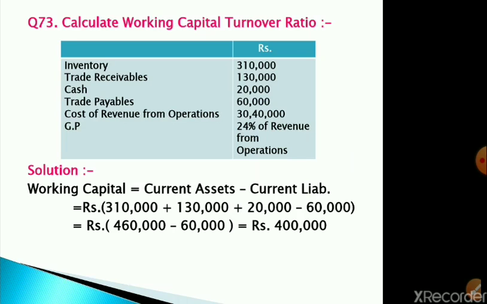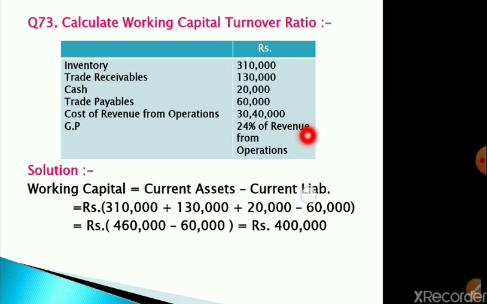Calculate working capital turnover ratio. We have inventory 3,10,000, trade receivables 1,30,000, cash 20,000. So these are the amounts of current assets given. Trade payables 60,000. Cost of revenue from operations is 30,40,000. Now cost of goods sold is given in the question, and gross profit is 24% of revenue from operations, that is 24% of sales. Again, as in the last part, we have done such a question where cost of goods sold is mentioned, gross profit is mentioned, but no sales is given.